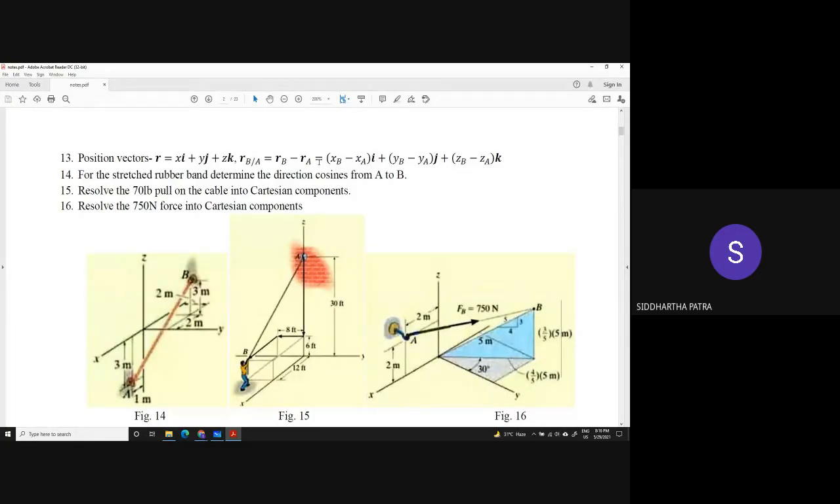The idea is simple. I know the location of A and I know the location of B. So I will try to figure out the location of B with respect to the location of A, and that is what a position vector is. Once I have that position vector, the next thing I can do is find the unit vector along it. And once I have that, if I'm given, let's say, a force of 100 Newton, I can determine the Cartesian components of that force.